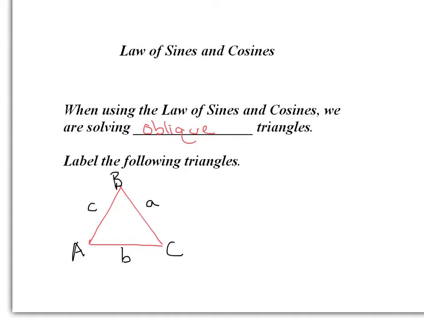You're going to do the same thing if I had an obtuse triangle. Same thing, it does not matter where you put A, B, and C, but your sides have to match up. So little a has to be across from angle A, little b across from B, and little c across from C.